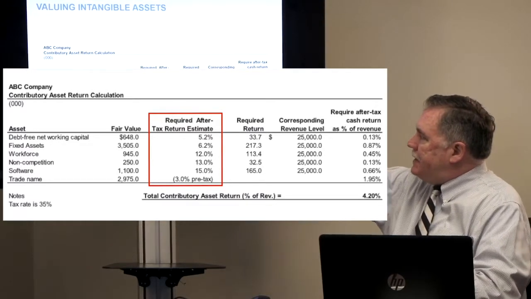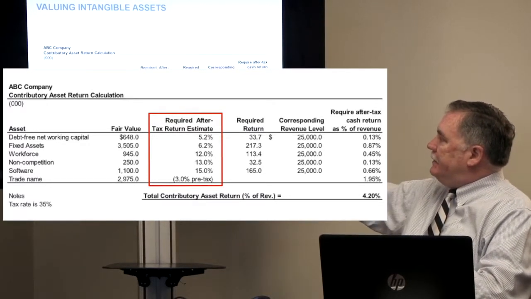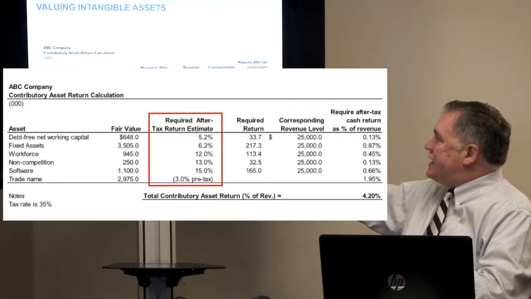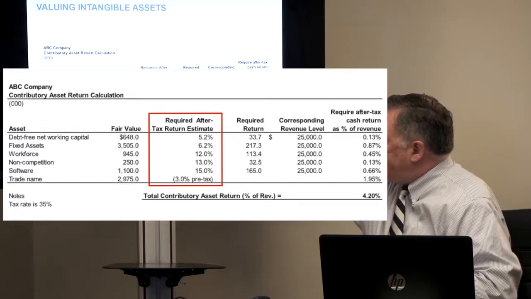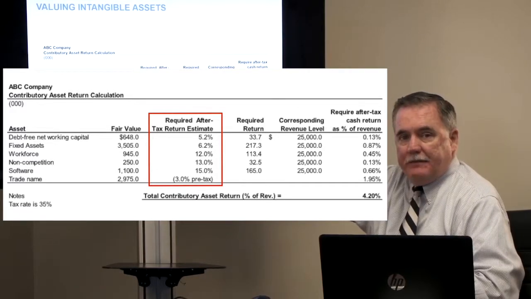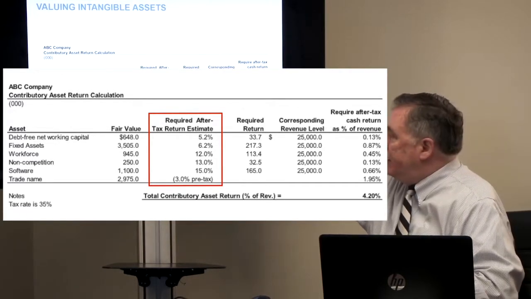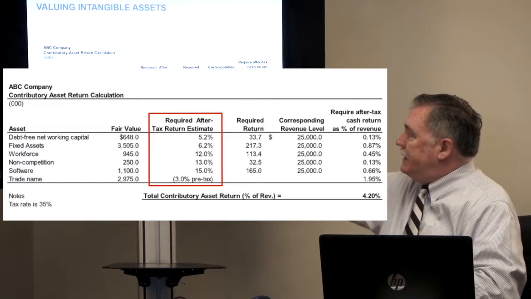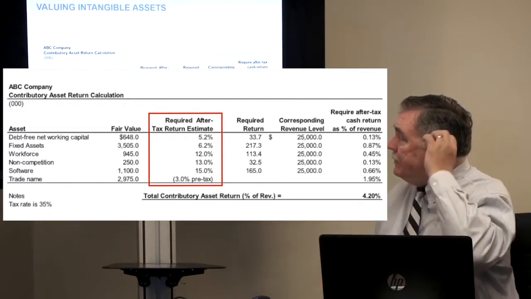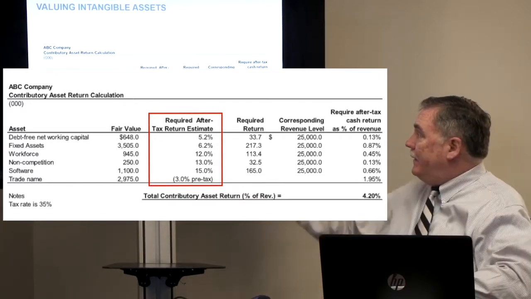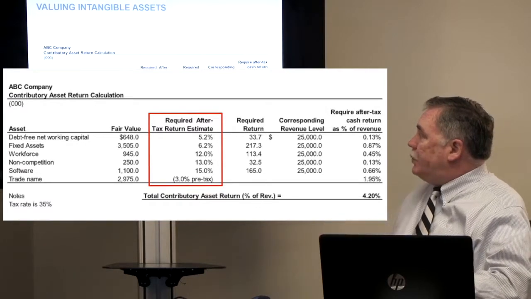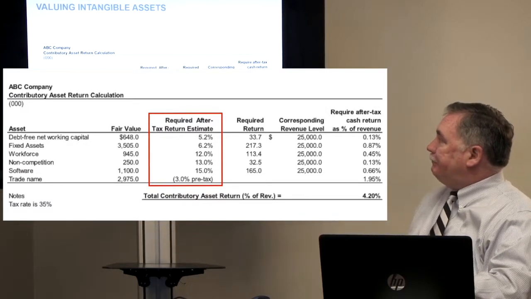In the case of the trade name, the required after-tax cash return as a percent of revenue is whatever royalty rate we use. We'll talk about the valuation of trade names in a minute. But it's the royalty rate we use, netted for taxes. So the royalty rate was 3%, and the after-tax version of that is 1.95%.